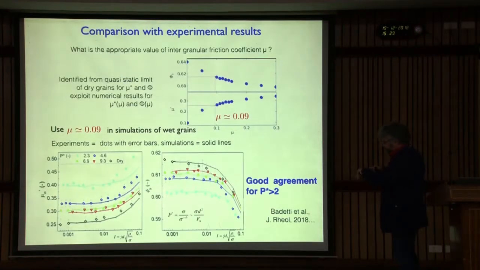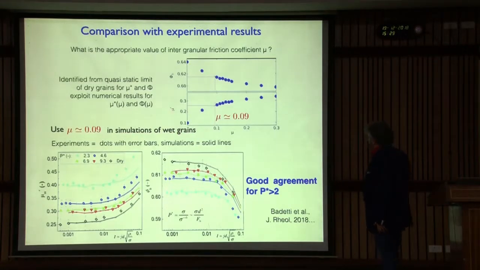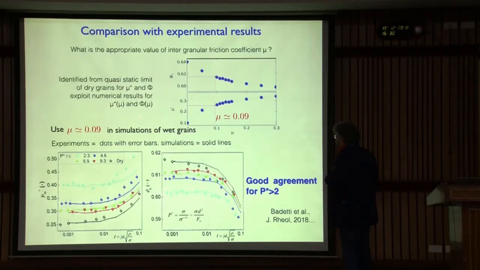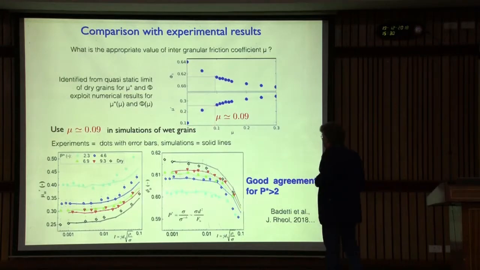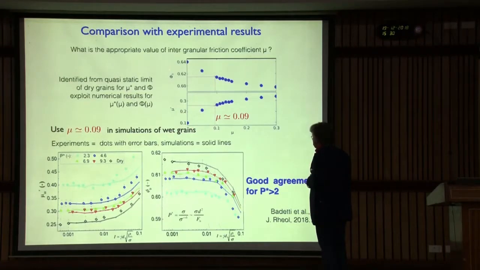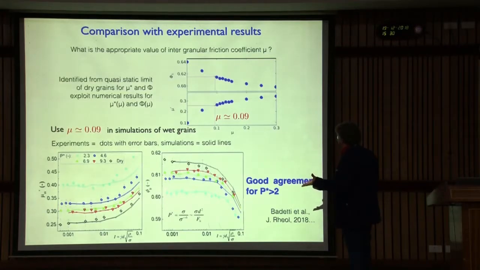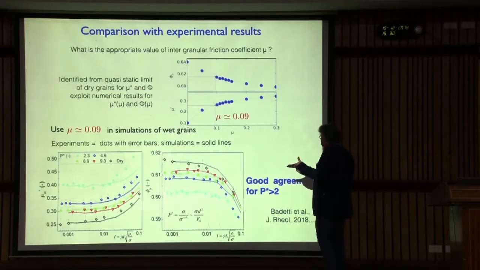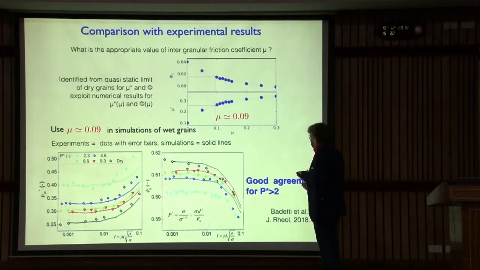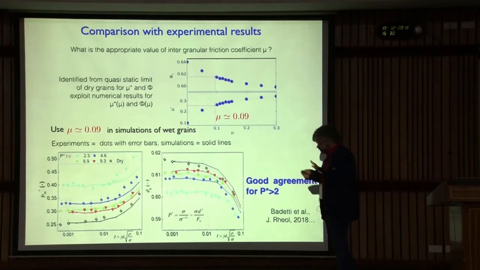Now let's compare these two experiments. So first, we have to input the correct parameters in the simulation, and the one we're missing is the intergranular friction coefficient. So to find it, we represent the macroscopic friction coefficient and the macroscopic density in the quasi-static limit of shear flow of dry grains, and we find that this value, 0.09, of the intergranular friction coefficient is the correct one to obtain the experimentally measured friction coefficient, about 0.25, and the experimentally measured density, solid fraction, about 0.615 here. So we adopt this value, and this is all the fitting.